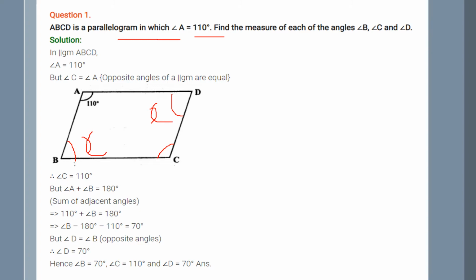First way is this only. Second way is you can add the adjacent angles, means 110 plus X. The sum of adjacent angles is 180 degrees. So 110 plus X will be 180 degrees, and angle B will be 70 degrees. So if B is 70, opposite angles are equal, so D also will become 70 degrees.